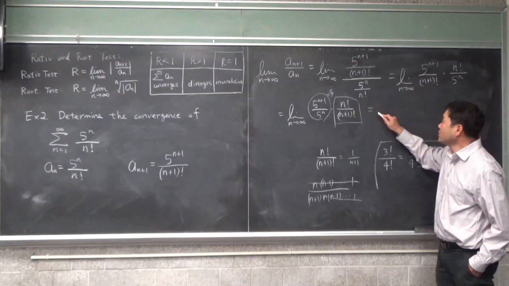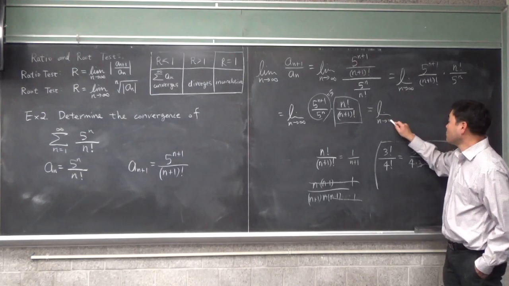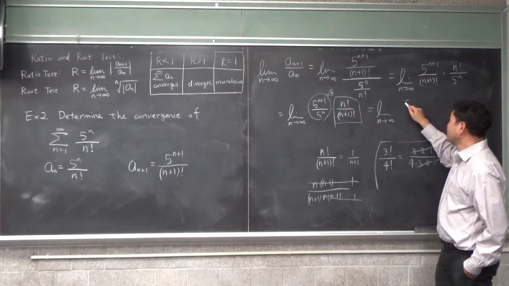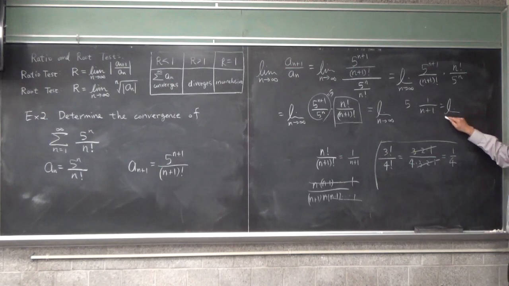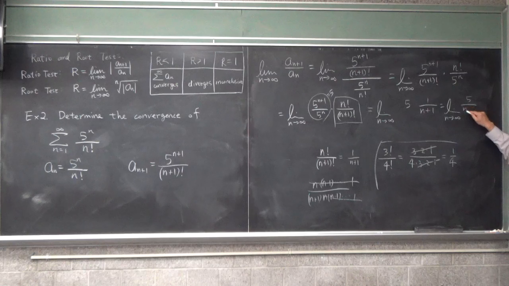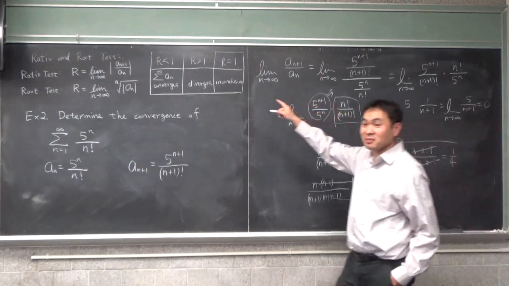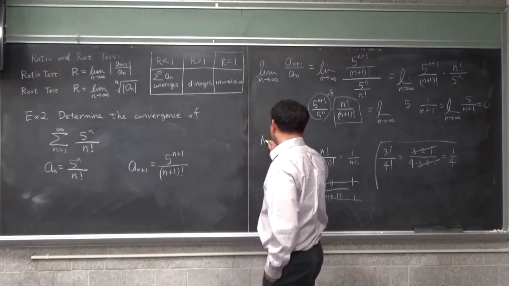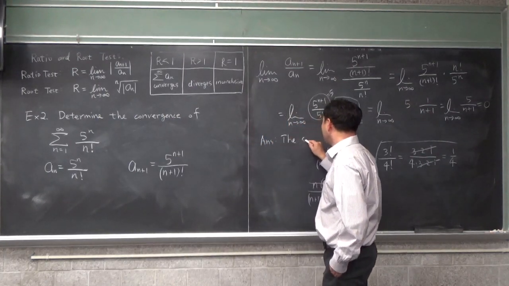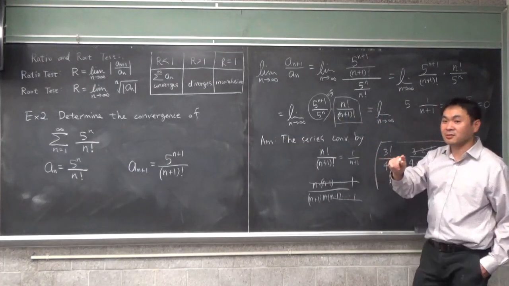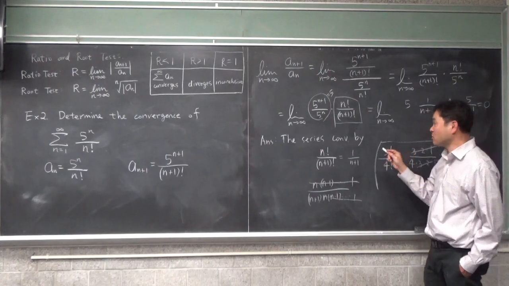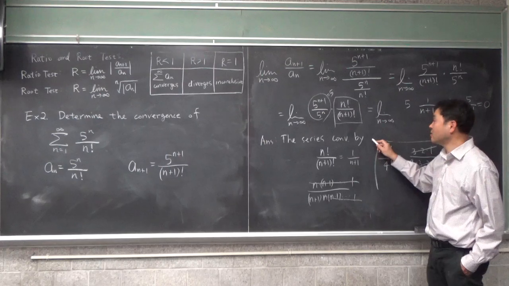Okay, so here's what we find: the limit as n goes to infinity. This will be 5, and then this is 1 over n plus 1. So you have the limit as n goes to infinity of 5 over n plus 1. What's that? 0, because as n goes to infinity, that's 0. Which means convergence. So the answer is that the series converges by, and on your exams, please write down what test you used. Okay, so the series converges by the ratio test.